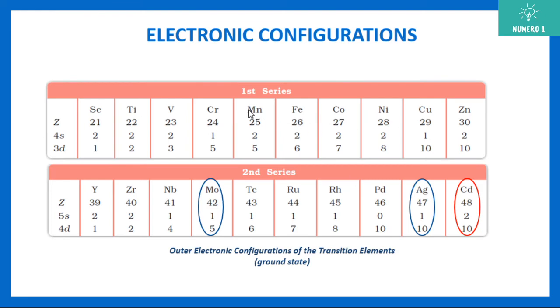Just to show you, chromium has 4s1 3d5 configuration. Same way, copper has 4s1 3d10 configuration. Now these are exceptions. You can see that this is half filled, this is fully filled, and here the 4s orbital is half filled and 3d5 is again half filled. So half filled or fully filled orbitals are more stable.